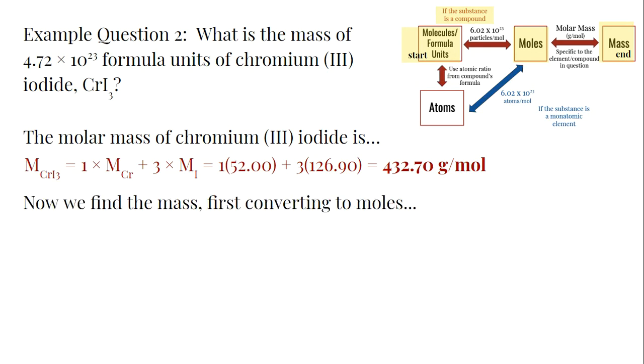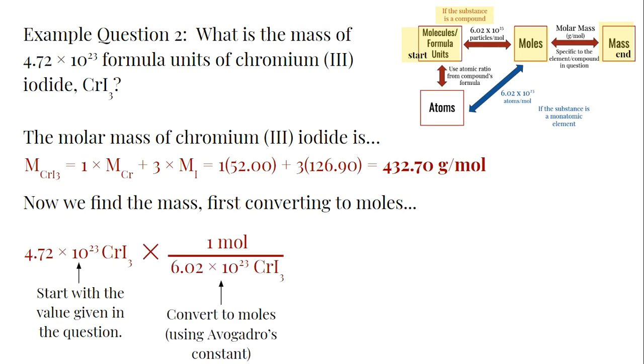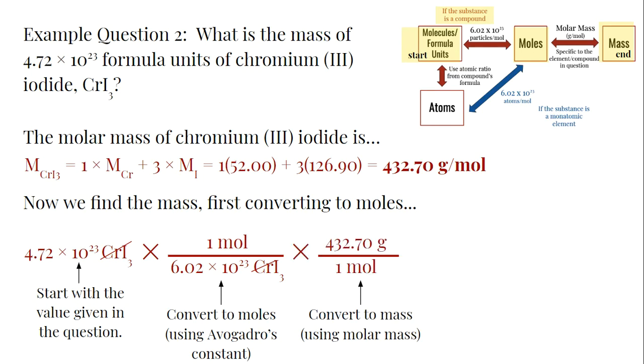So now we're starting with the number given in the question, and we're going to find the mass by first converting it to moles. So we've got 4.72 times 10 to the 23 CrI3s, or you could put formula units there. So our first step is to convert that into moles. So we know that there are 6.02 times 10 to the 23 chromium iodides in 1 mole. So now we've reached moles. Now we can find the mass by using the molar mass. Because we're trying to find mass, the grams goes on the top of the conversion factor, 432.70 grams over 1 mole.